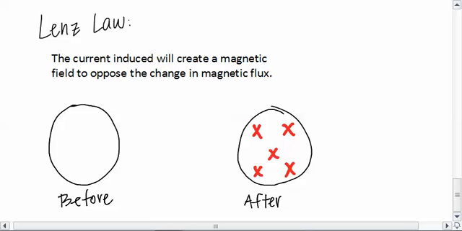Now a current carrying wire creates a magnetic field. So if there's no magnetic field before, the red represents the magnetic field we introduce. And if the current is going to create a magnetic field to oppose the magnetic field we introduce, which way should the magnetic field created by the wire be directed? Out of the page. So then what is the direction of the current that runs through that loop?